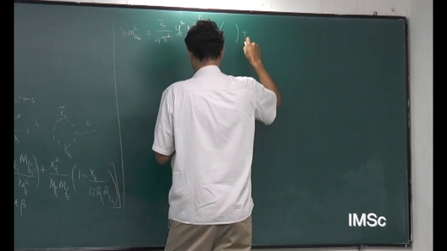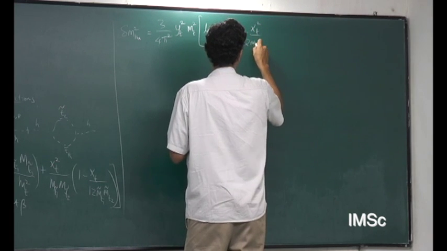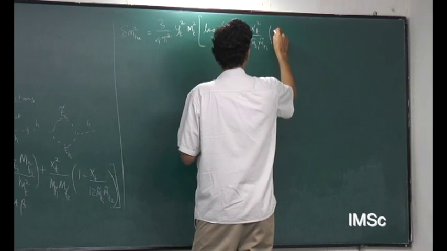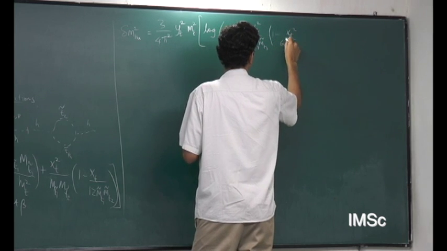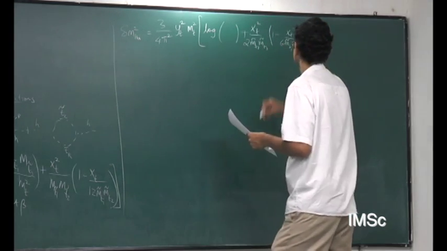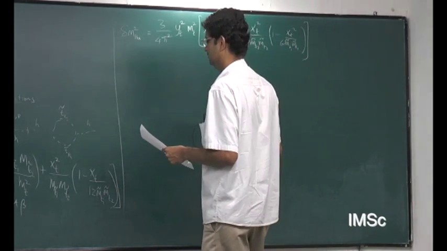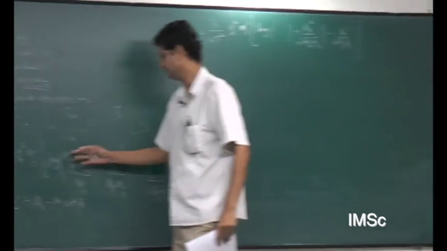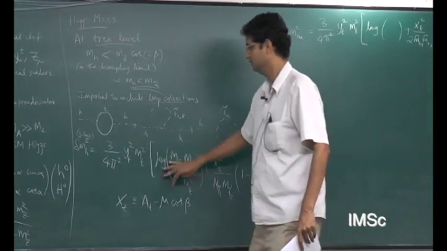So there will be some log and then plus X_t squared by 2 m_stop1 m_stop2 times 1 minus X_t squared over 6 m_stop1 m_stop2. So you want this to be big so that you get a large mass. You want to take m_stop to be big because you want a large loop correction for this log to be big enough that you get a large correction.